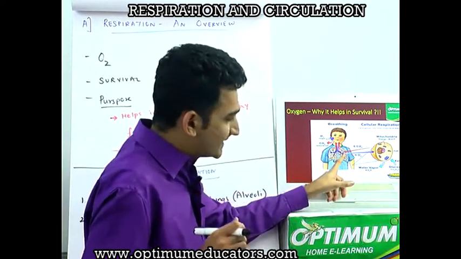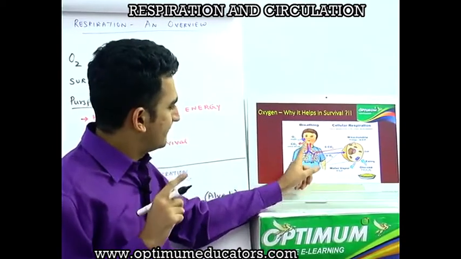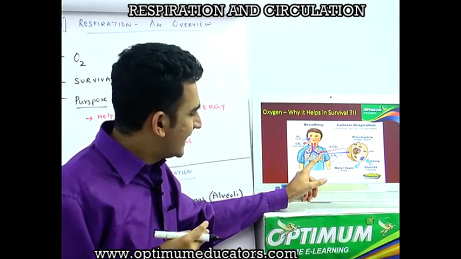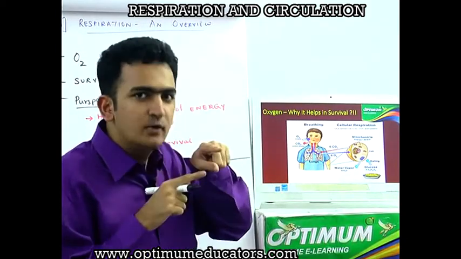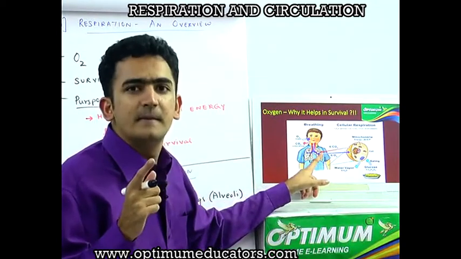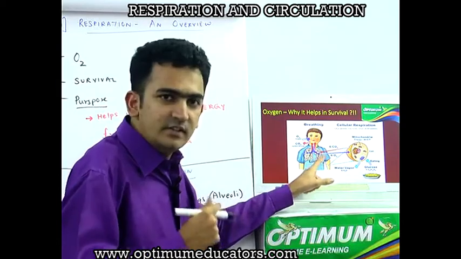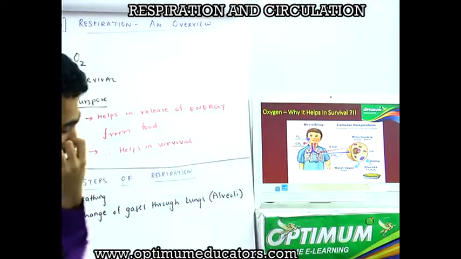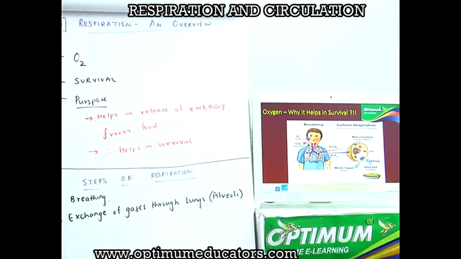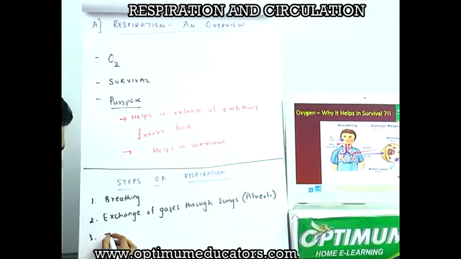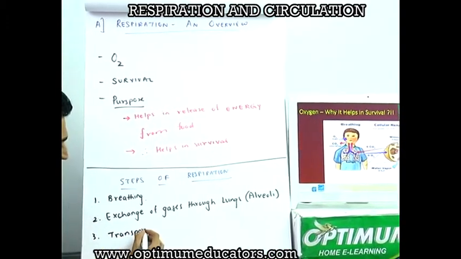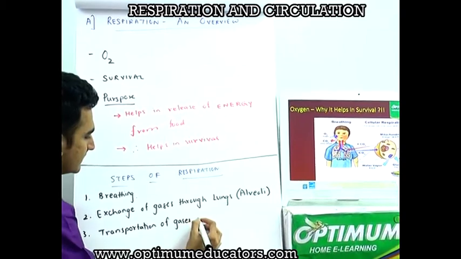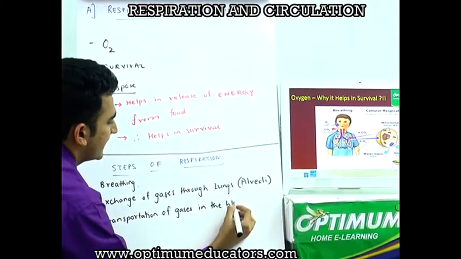The moment oxygen enters the blood, now try and understand. Breathing is air from the environment going into the lung. Second step is air from the lung passing through the alveoli and entering the blood. The third is this oxygen rich air gets transported through the blood. So now step number 3 is transportation of gases in the blood, and then the blood carries it everywhere.